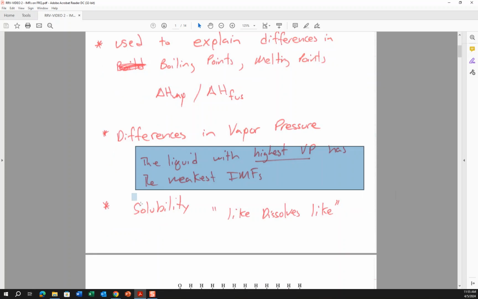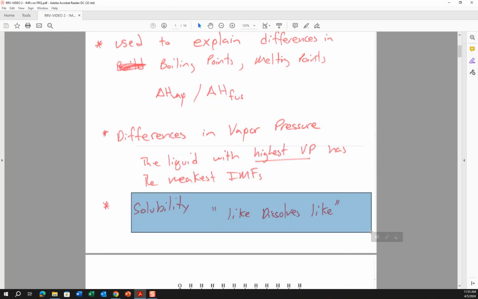And then the other time is when you're talking about solubility. Remember, the rule for solubility is like dissolves like, but you really want to focus on IMFs. You don't want to just say like dissolves like. Water's polar with hydrogen bonding. So something else that's polar with hydrogen bonding is going to be more water soluble than something that's polar without hydrogen bonding. So those are the kinds of things you want to look out for.